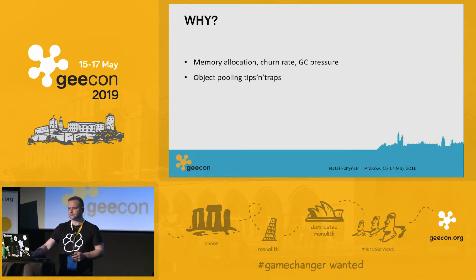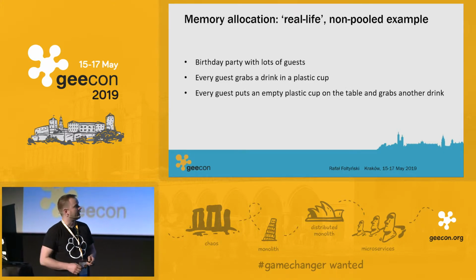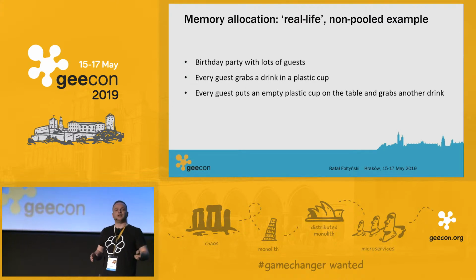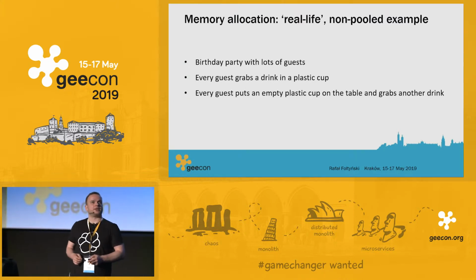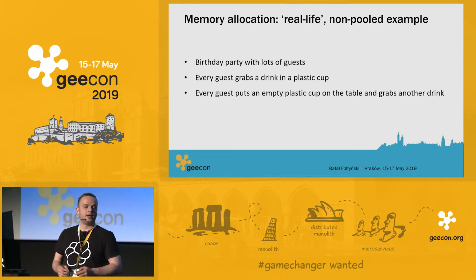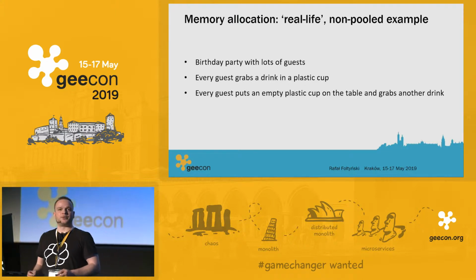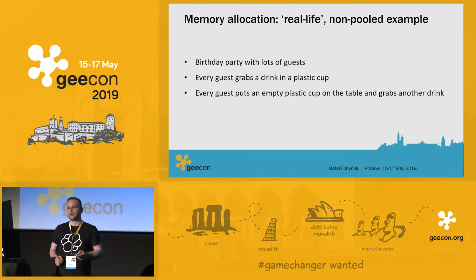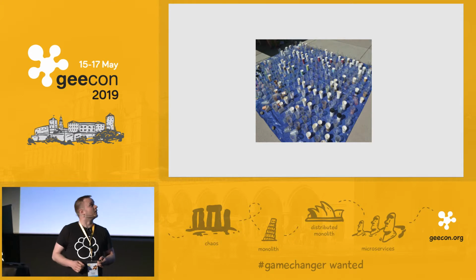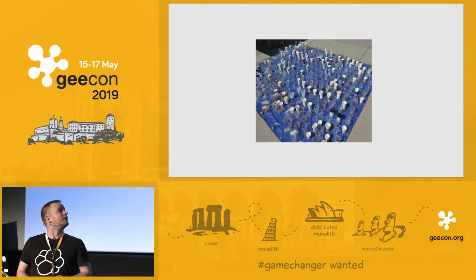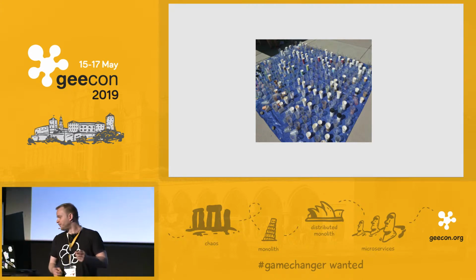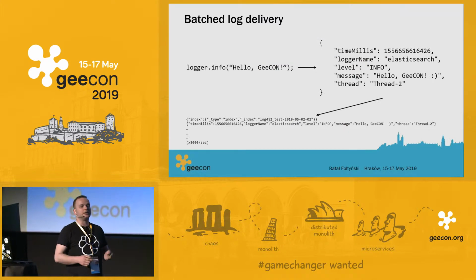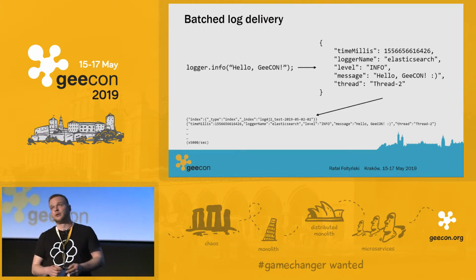and I decided to tackle that using a pattern called object pooling. Think of a real-life example: imagine that you have a birthday party with lots of guests, really lots of guests. Every guest grabs a drink in a plastic cup. After he finishes his drink, he just puts the cup on the table and grabs another cup. So you will end up with a lot of cups. A lot of garbage.